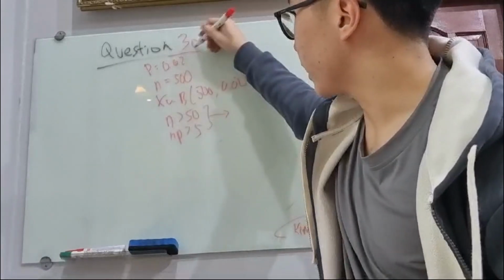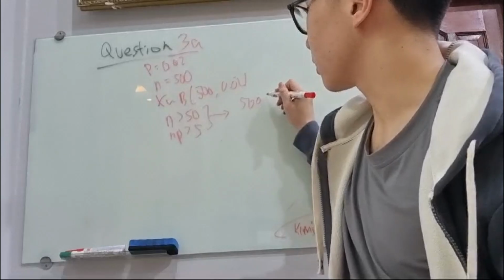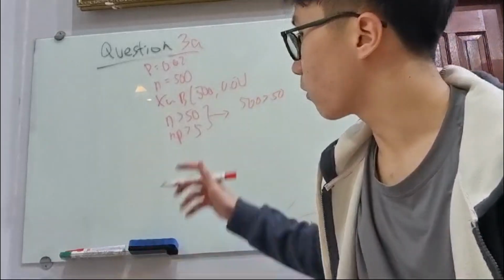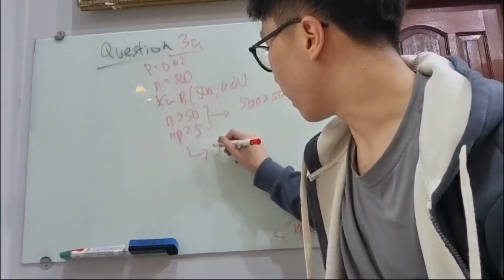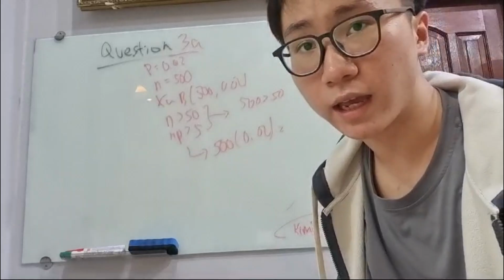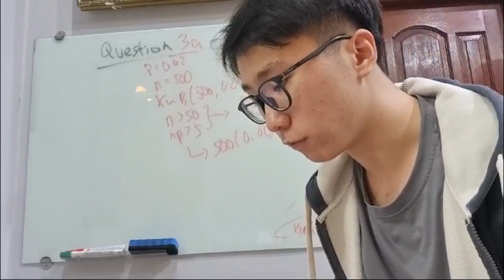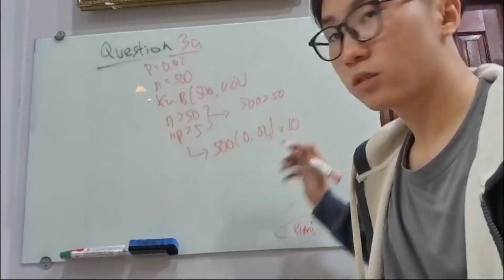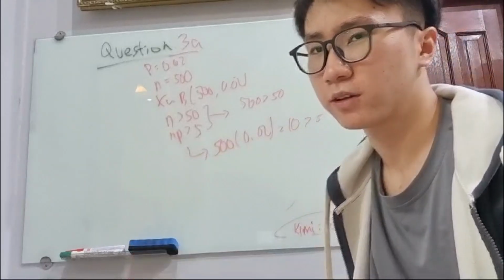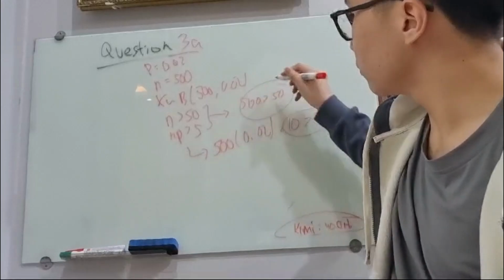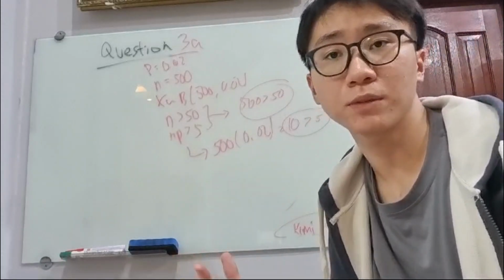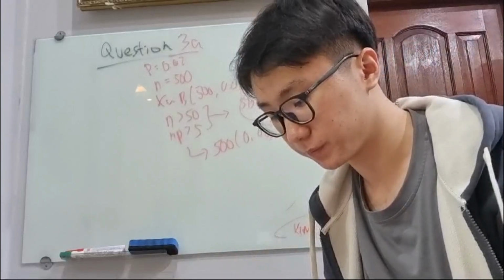And for question 3a, the number of trials is well over 50. It's 500. It's 10 times more than that. But for the mean, let's calculate it. 500 times the probability of success, and we get a value of 10, which is again well over 5. It's 2 times more than 5. So from these two conclusions, we verify that the normal distribution is appropriate and should be used in this question.